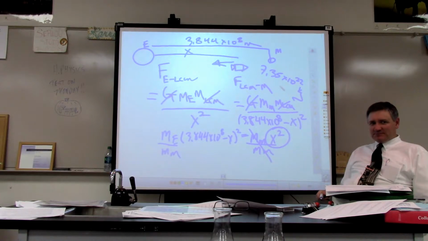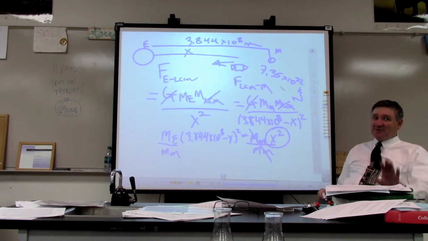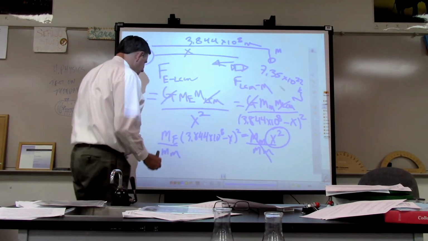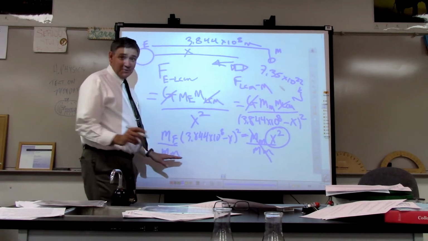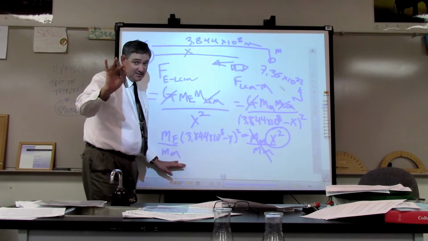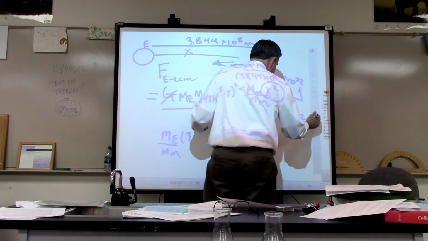81.35? Yes. That's what I got. That's because you're dividing a huge number by another. 81.35. Remember that number. 81.35, that's what you got, right? Yeah. Okay. So, here's what we're going to do.